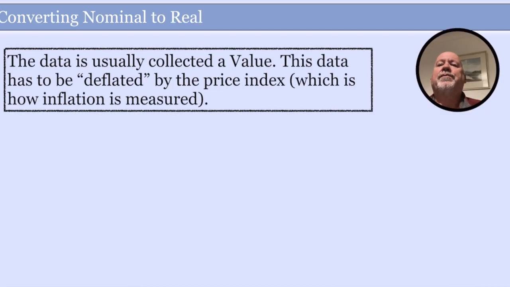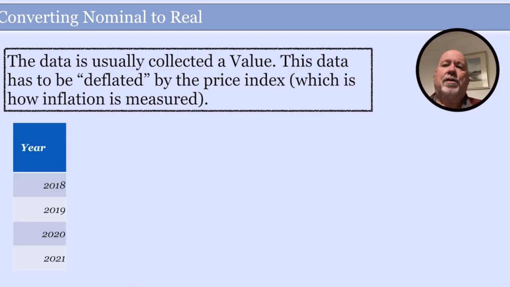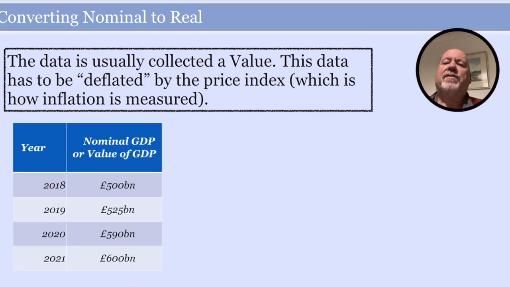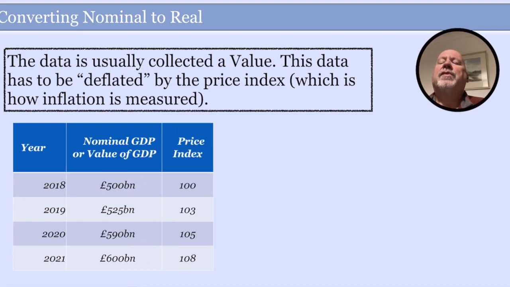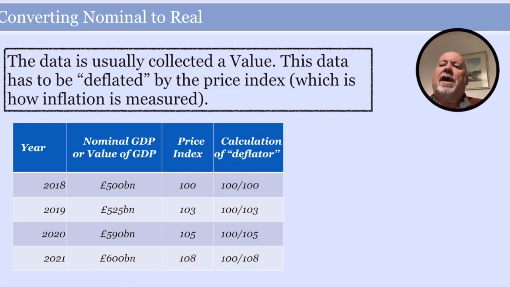How do we do that? Well, the data is collected as a value. So in these years here, we've collected data, let's say, the value of GDP, there it is, it's going up. The price index is also going up. So this is a measure of inflation. And so what we have to do is we have to deflate it. It's called the deflator. So think of that balloon example again. The balloon has gone up, the size of the balloon has expanded because the volume has gone up and the price has gone up. And I want to deflate that, make it slightly smaller by taking out the effect of that price increase.